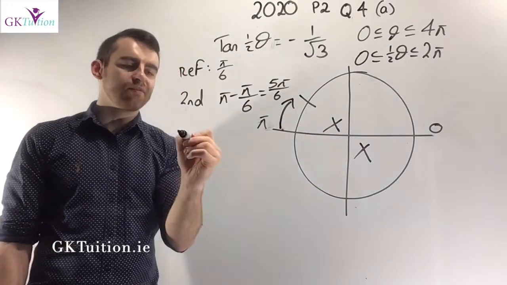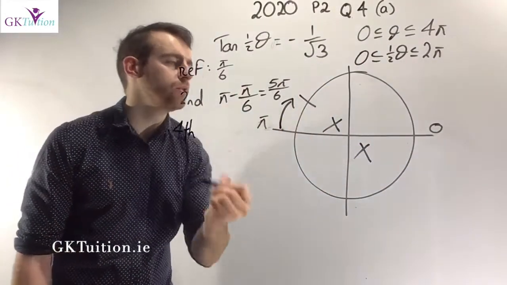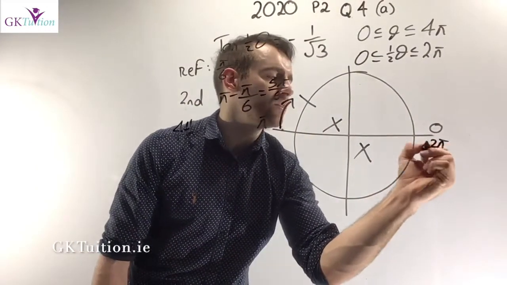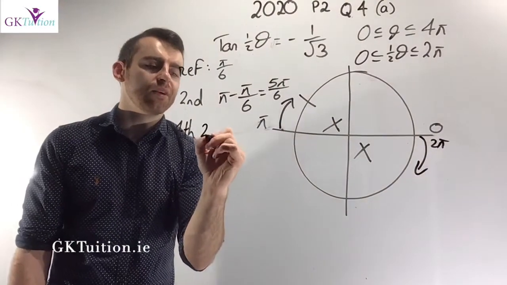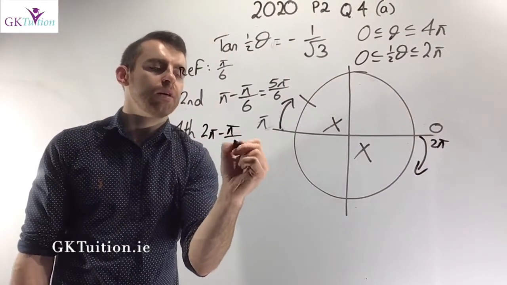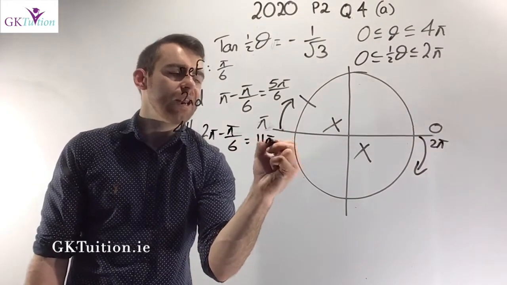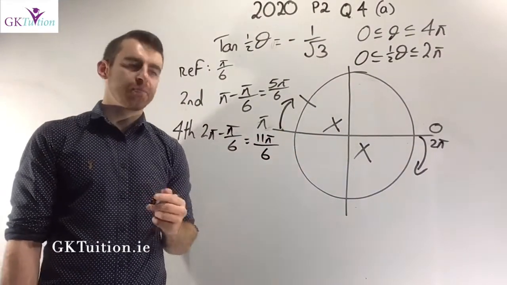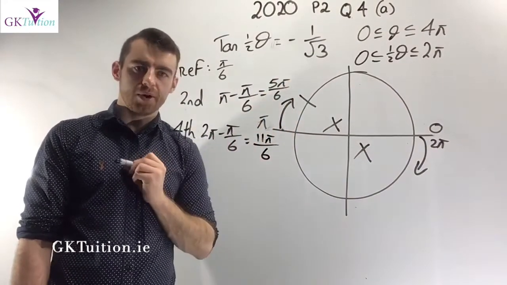But I also need to get a value in the fourth quadrant. And by the time you get to the fourth quadrant, you've done a full revolution, so you're at 2 pi, and you're going back into the fourth quadrant. So to get a value in the fourth quadrant, it's 2 pi minus pi over 6. 2 pi minus pi over 6 gives me 11 pi over 6. So my two values at the moment are 5 pi over 6 and 11 pi over 6.